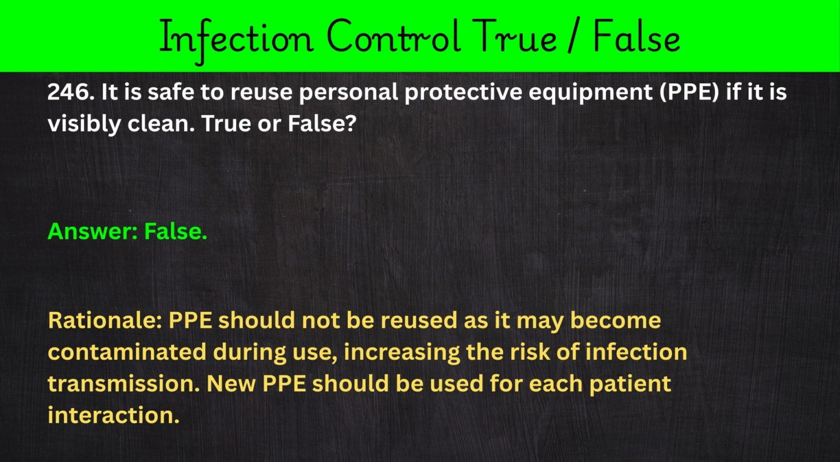246. It is safe to reuse personal protective equipment, PPE, if it is visibly clean. True or false? Answer: false. Rationale: PPE should not be reused as it may become contaminated during use, increasing the risk of infection transmission. New PPE should be used for each patient interaction.